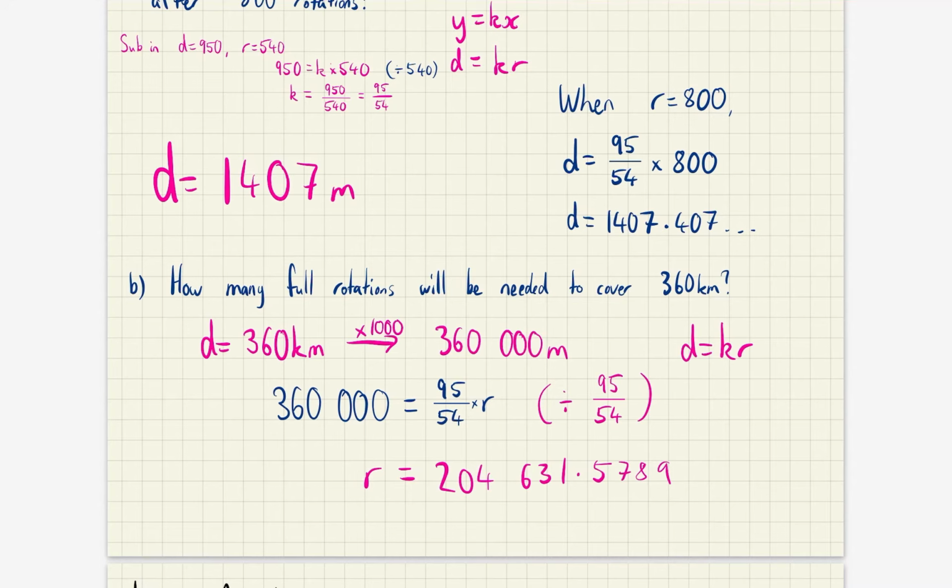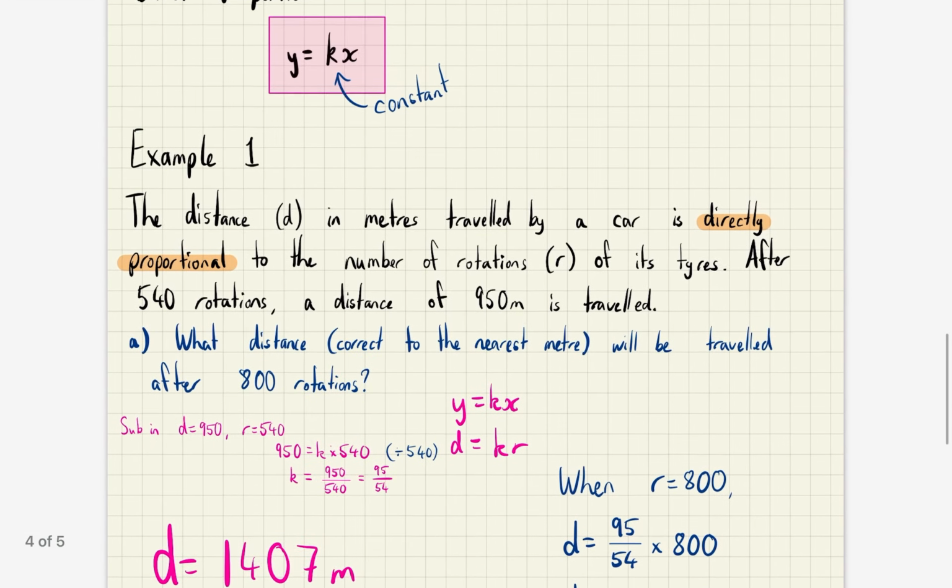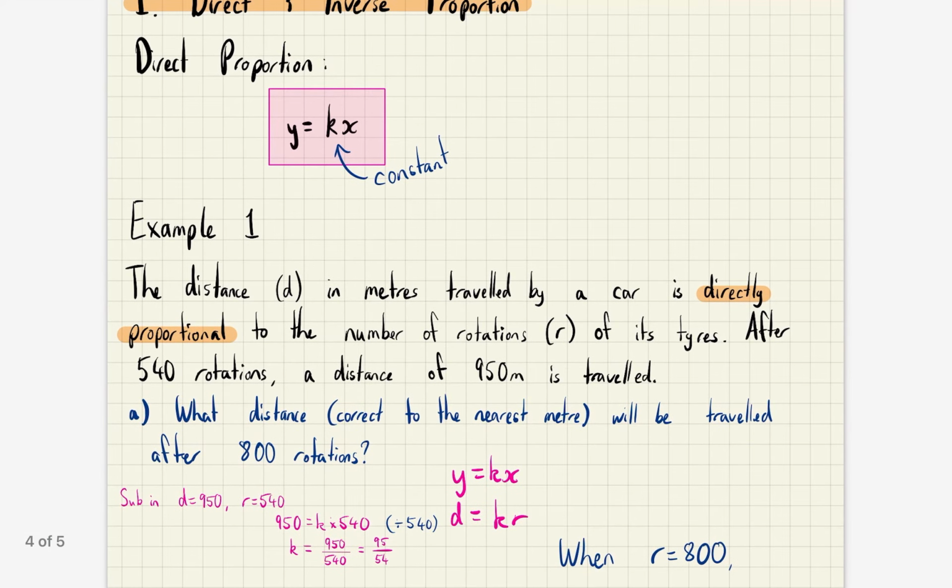I guess it's not the nearest rotation, because this is only part of a rotation. So we basically can just ignore the decimal places here. It's not really a rounding question. It's a bit different. So the number of full rotations is 204,631, which is quite a lot of rotations actually. But I guess 360 kilometers is pretty far. All right, so that's going through direct proportion.